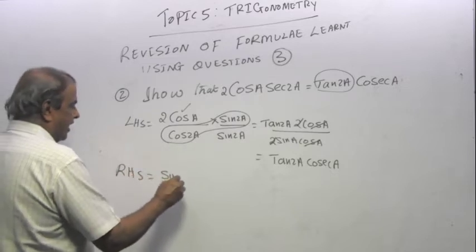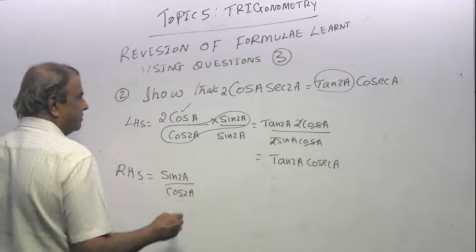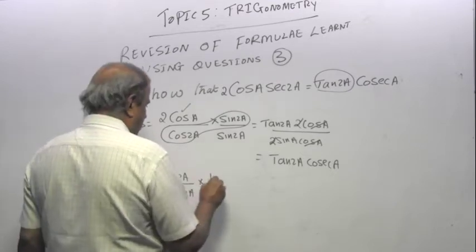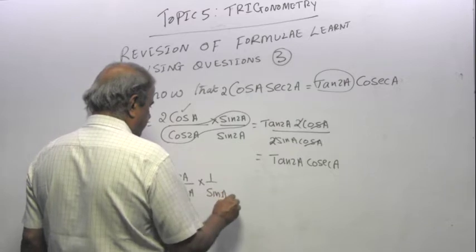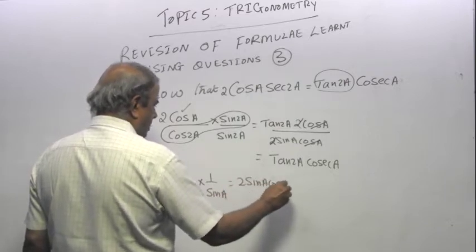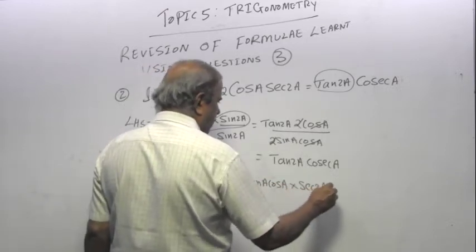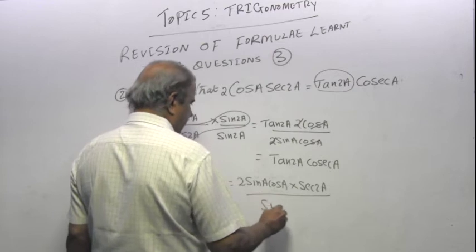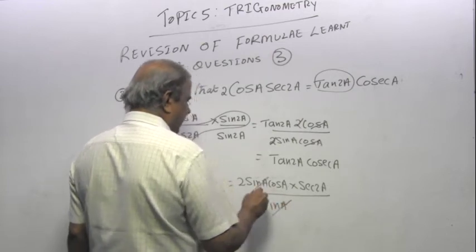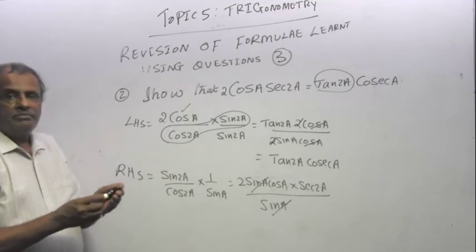It is sine 2a, oh yeah, it works, over cos 2a times 1 over sine a. That is 2 sine a cos a times 1 over cos is sec 2a over sine a. Sine a cancels. I get 2 cos a sec 2a. Yeah, it works both ways as well.